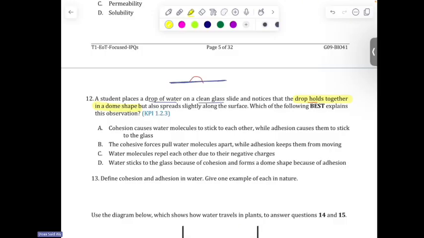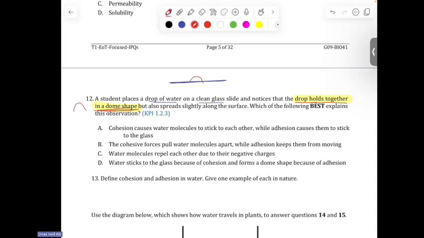So where are the keywords in the question? The keywords here are that the drop holds together in a dome shape. This is the dome shape. But also spread slightly along the surface. Okay? What about the question here? Which of the following best explains the observation? Okay, let's read the choices.